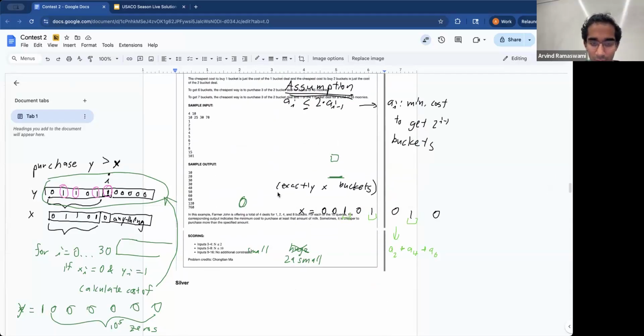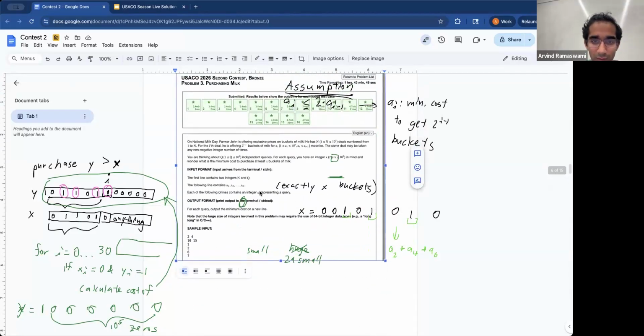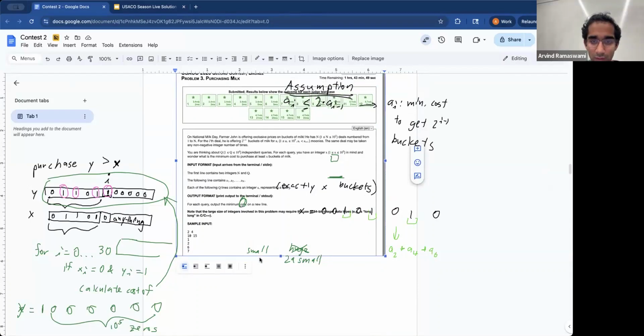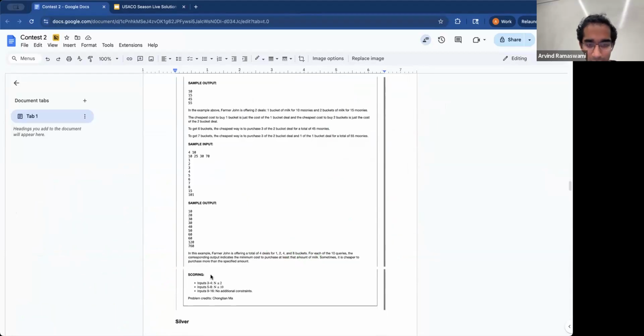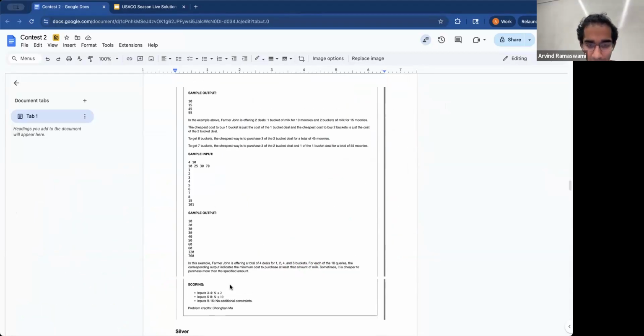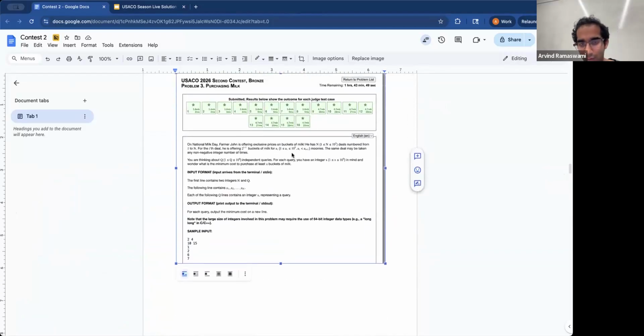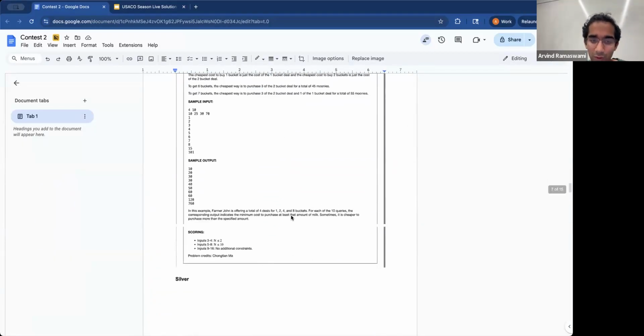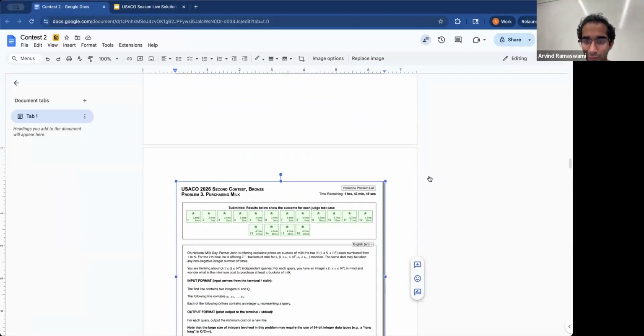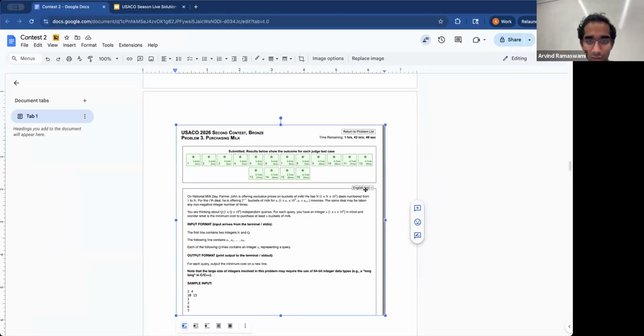I haven't thought about this too much, but maybe for n equals 10, you can use some fact that the number of buckets is only going to be up to 1000. But yeah, I haven't really thought about those details too much. Yeah, but that's how you do this contest.